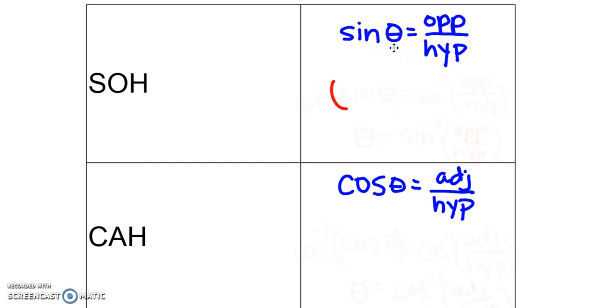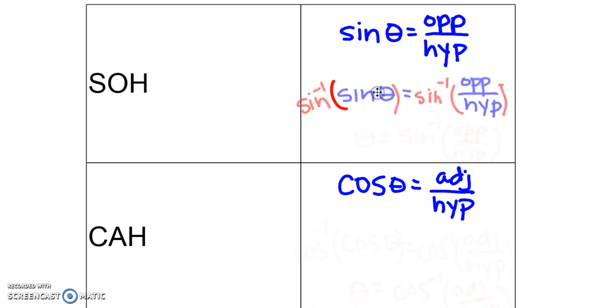So there's actually a way to undo the sine function. Just like multiplication and division are inverse operations, there's an inverse operation for sine. And what it's called is sine inverse. And how we note it is sine with a -1 as the exponent.